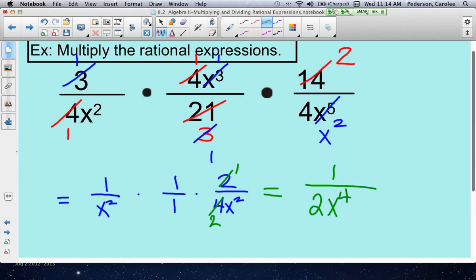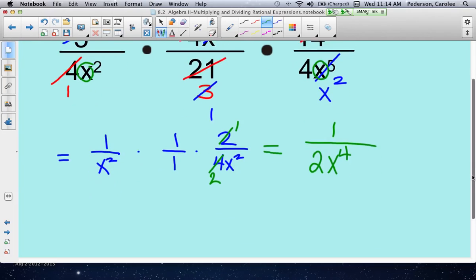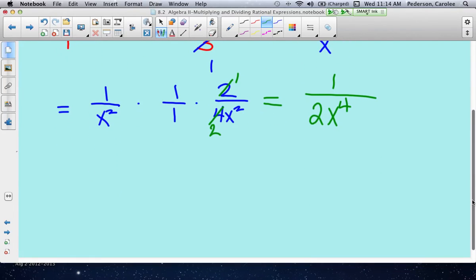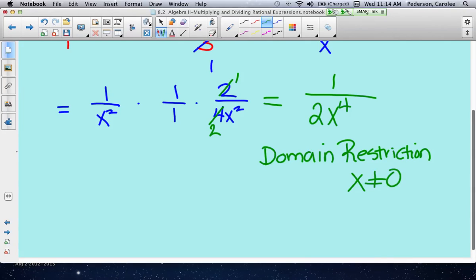Well, if I substitute 0 into here or 0 into there, it would make the fractions undefined. So the domain restriction is x cannot be 4. I'm sorry, x cannot be 0.